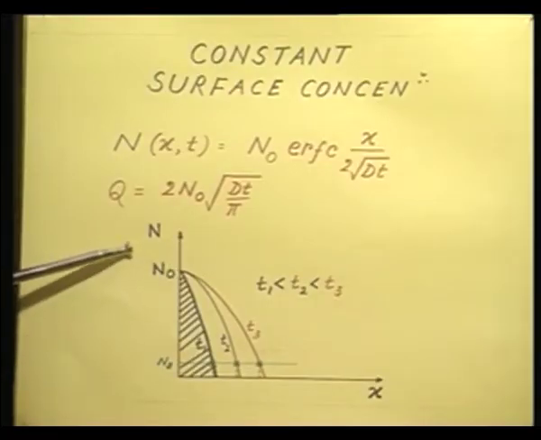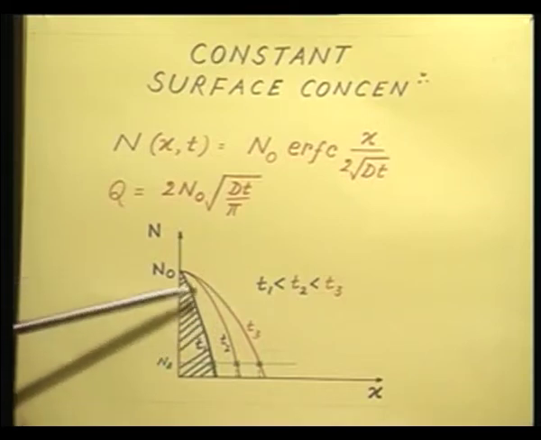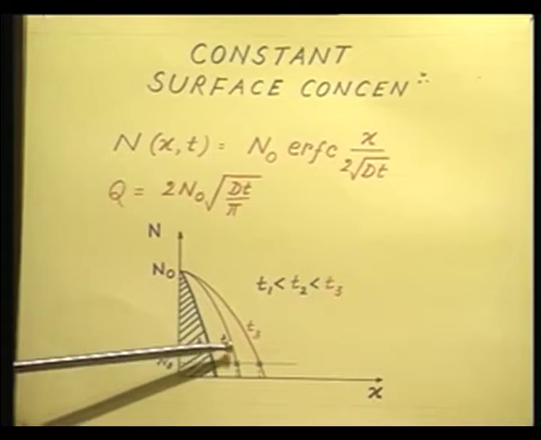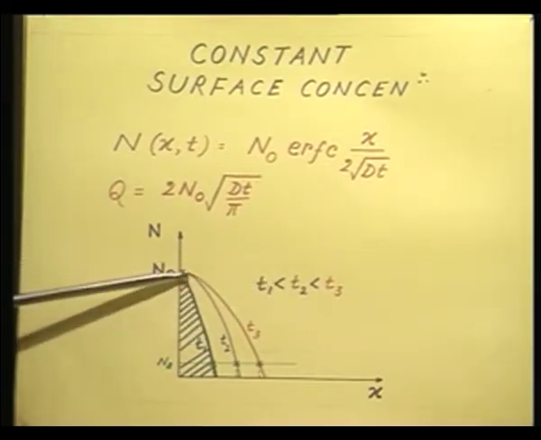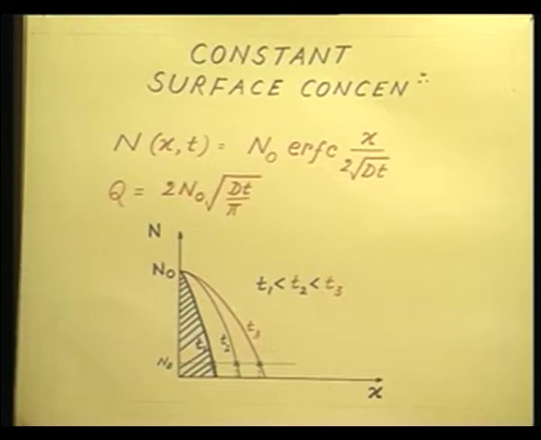I have plotted n versus x, n is the concentration, with the time as a parameter. So, these three curves, the blue, the violet and the red, are for 3 different times, t1 being less than t2, t2 being less than t3, and this is the shape or the nature of the complementary error function profile.